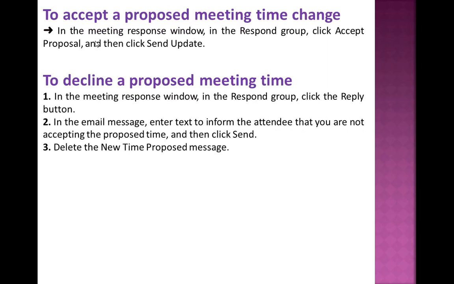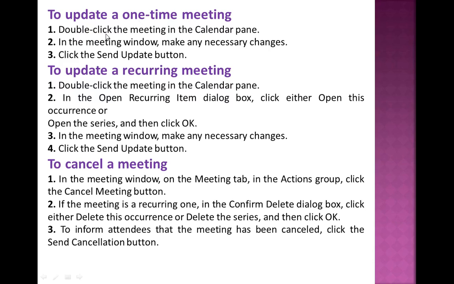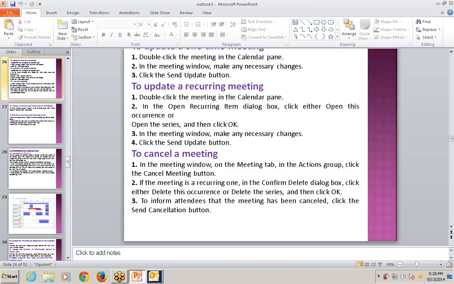How to update a one-time meeting? Double click the meeting. In the meeting window, make any necessary changes. Click the send update button. Then how to update a recurring meeting? Double click the meeting in the calendar pane.